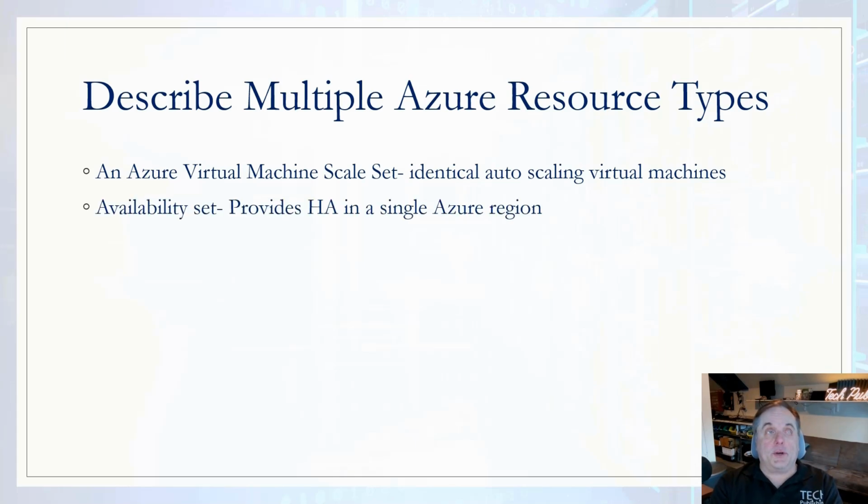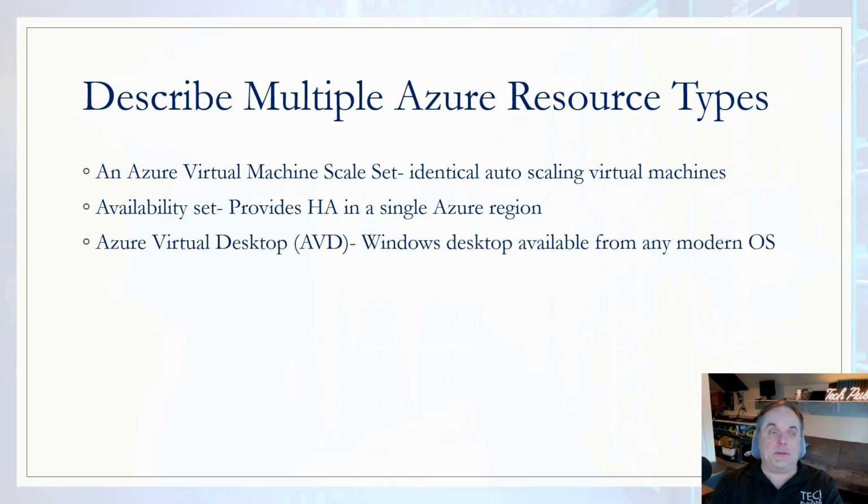The next important term to remember is the availability set. This is a logical grouping of virtual machines in Azure, and Azure is going to spread those virtual machines across different fault domains and update domains for high availability for your application within a single Azure region.